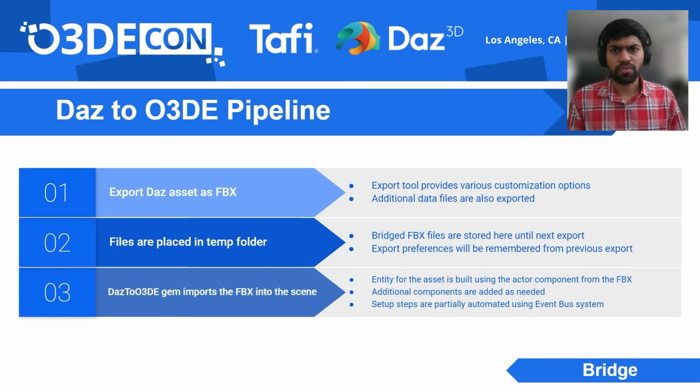Characters are then exported in FBX format along with additional relevant data into a temporary intermediate directory. The Daz to O3DE gem on the O3DE side will import this content with a single click from the user and configure the character into the level. This is all done with the help of O3DE's event bus messaging system.